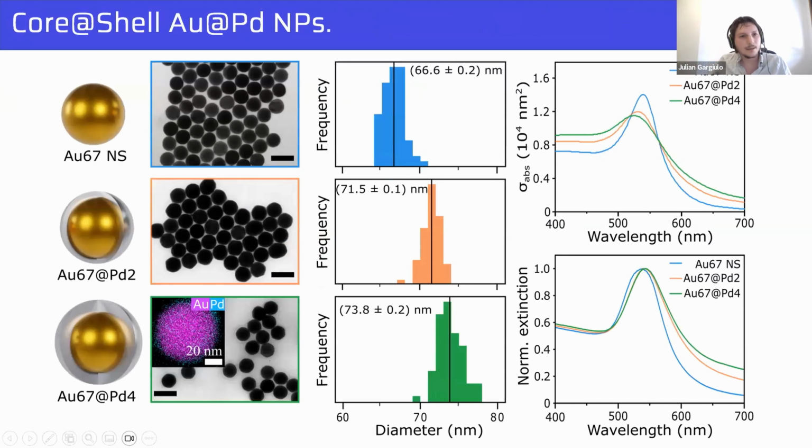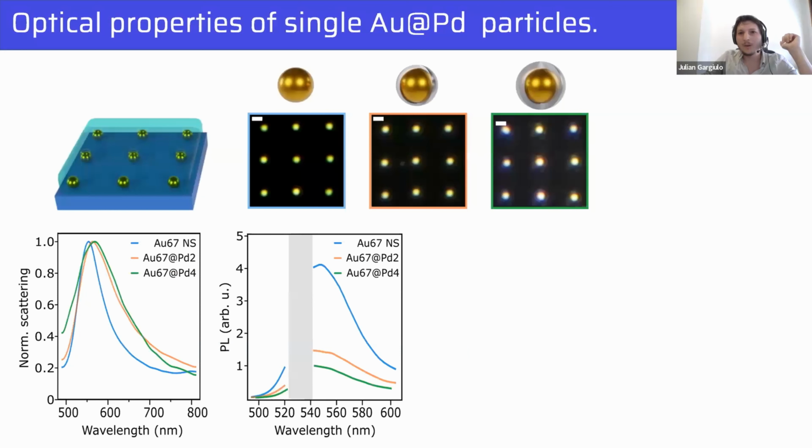We synthesized core-shell nanoparticles of gold and palladium. We have these three systems. First, the naked gold particle, and then two core-shells with two different thicknesses of the palladium shell. One has 2 nanometer thickness, and the other one has a thickness of 4 nanometers. We used optical printing, and we created these arrays of isolated particles.